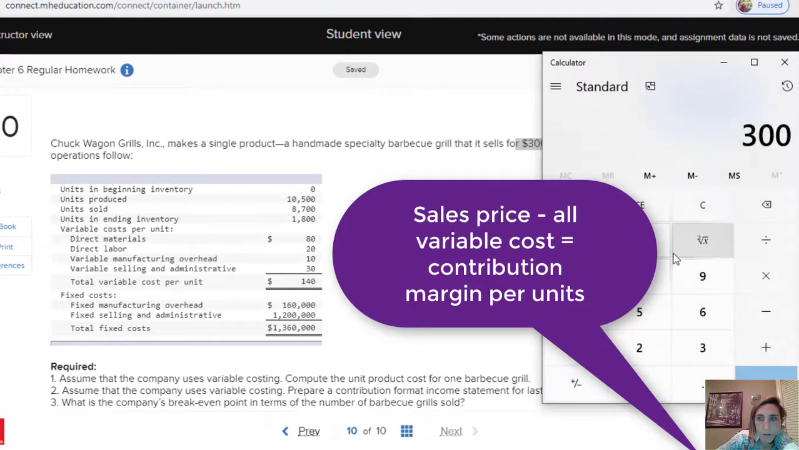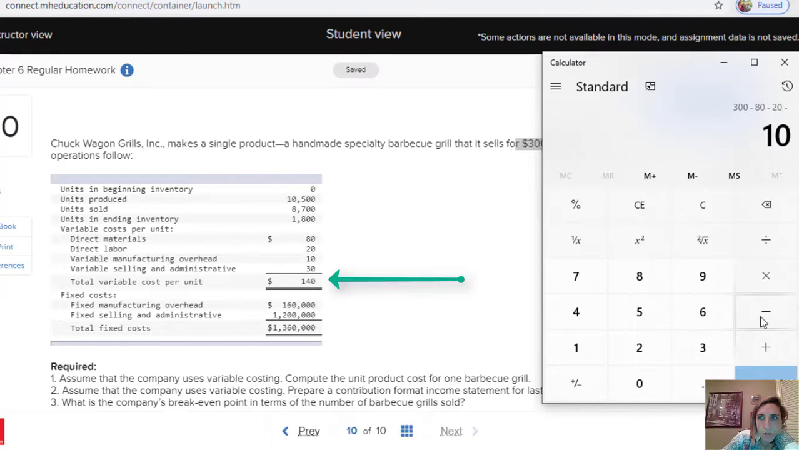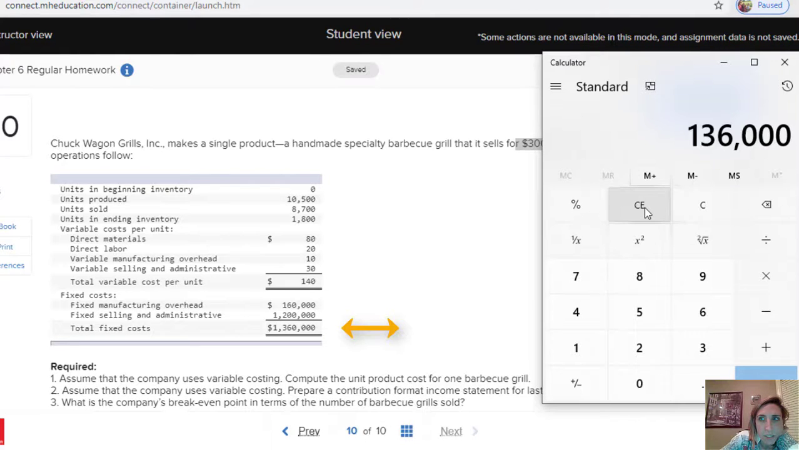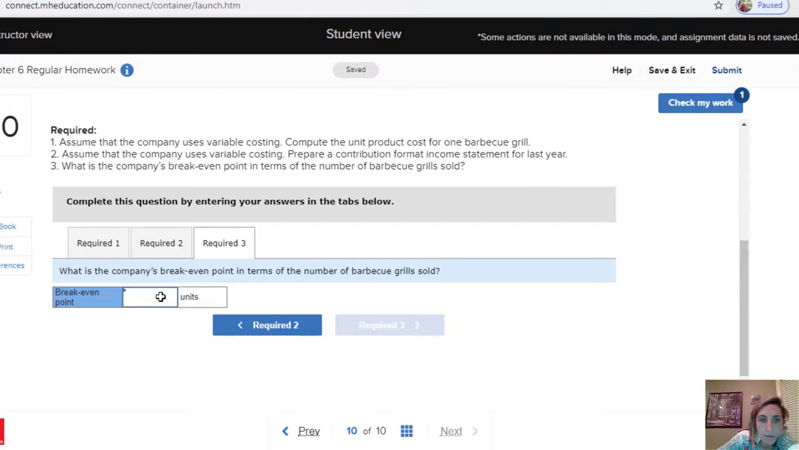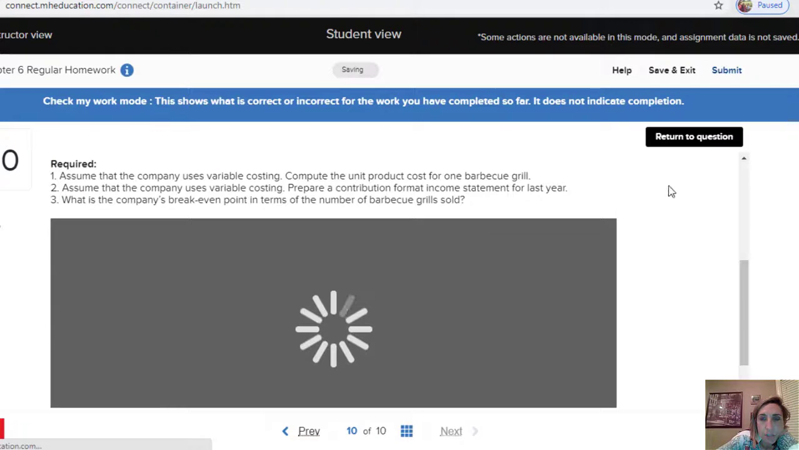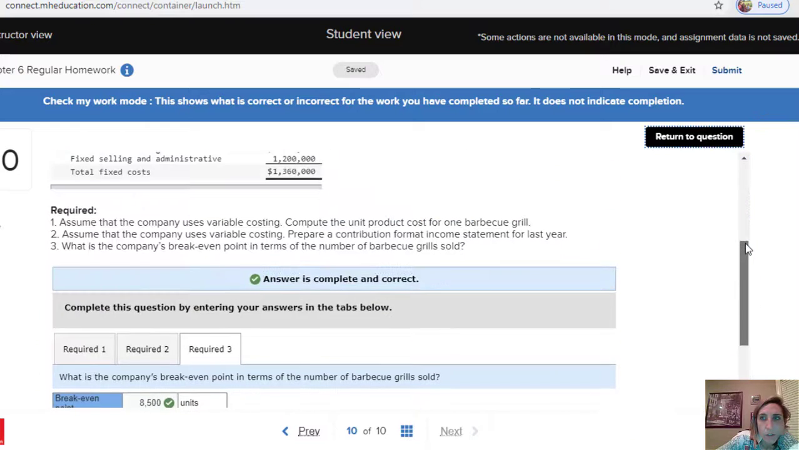I will subtract off the variable cost, including the variable selling and administrative. So I'm going to take 300 minus 140. So my contribution margin per unit is 160. I will divide that into the total fixed cost. The total fixed costs are 1,360,000 divided by, we said our contribution margin per unit was 160. So my break-even point is 8,500 units. We'll check that with my last check my work, and we should be good to go.